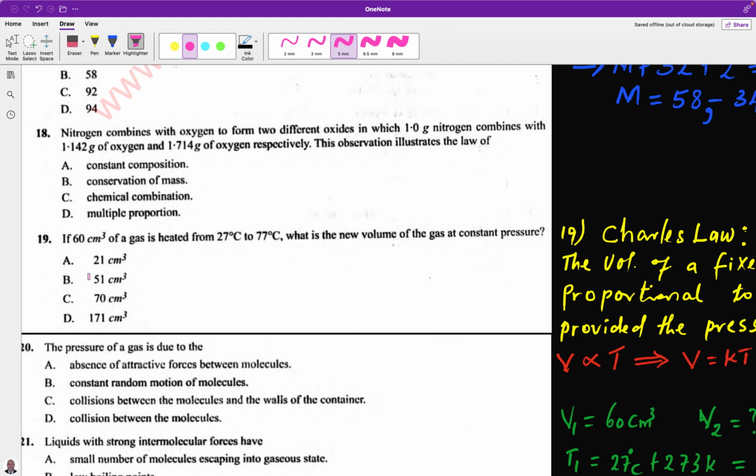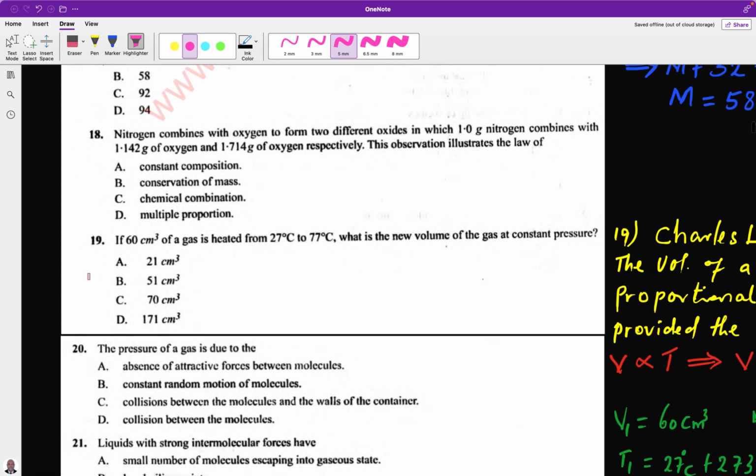Remember that it should be recalled that mass is neither created nor destroyed, but can be transformed to another form of equal mass. So in this case, if you look at this critically, the answer for this is the conservation of mass, which is B.